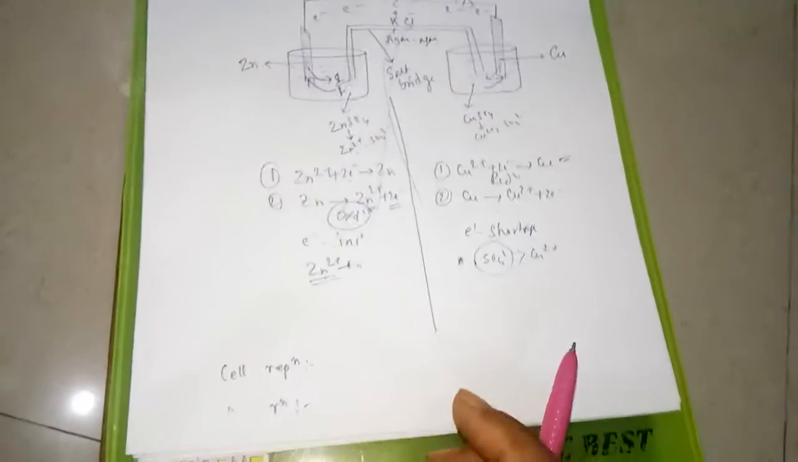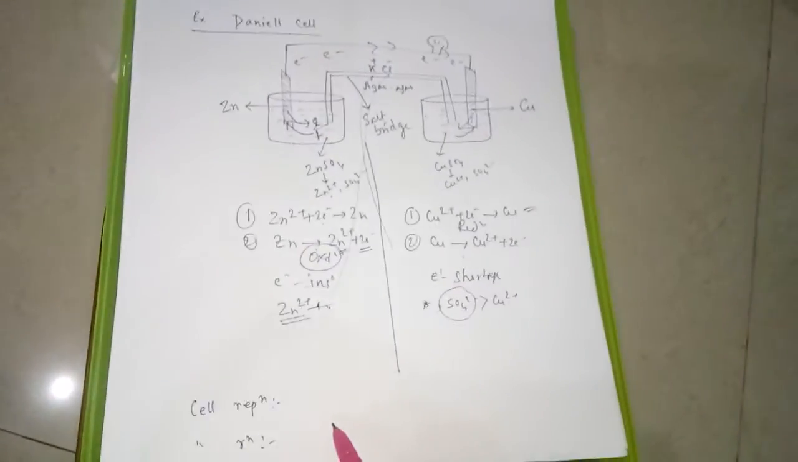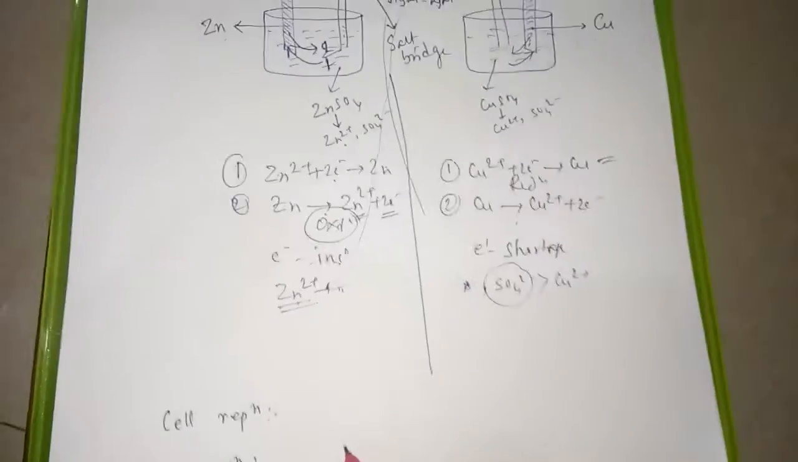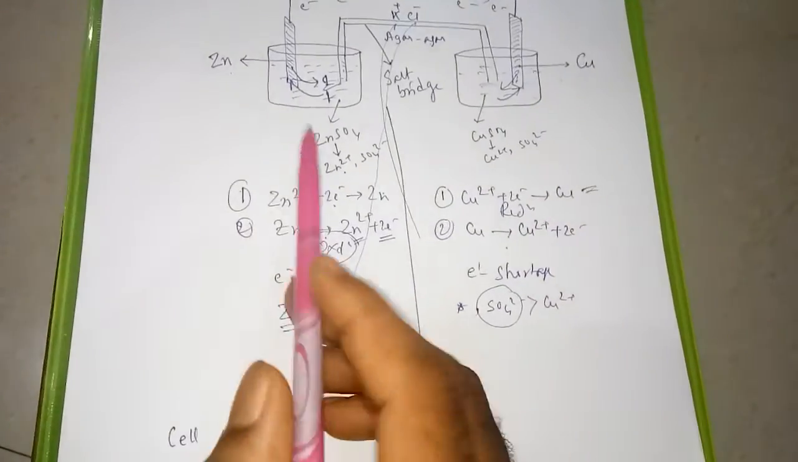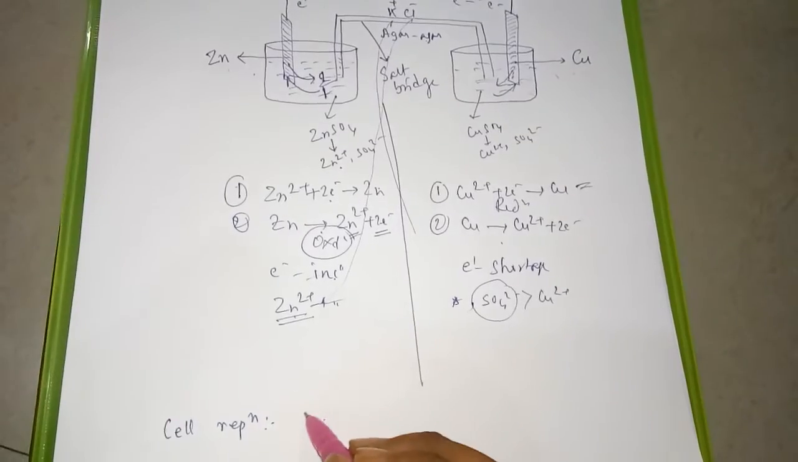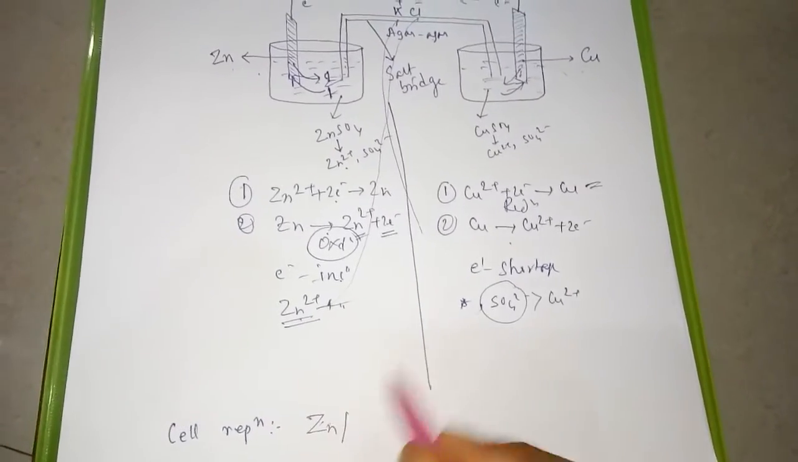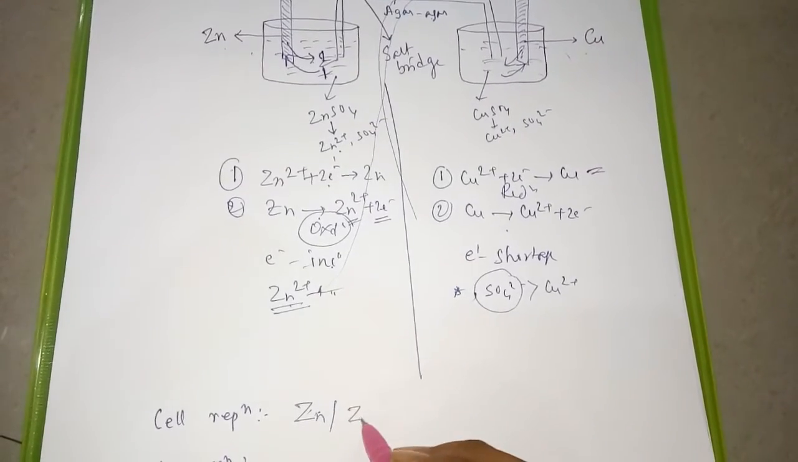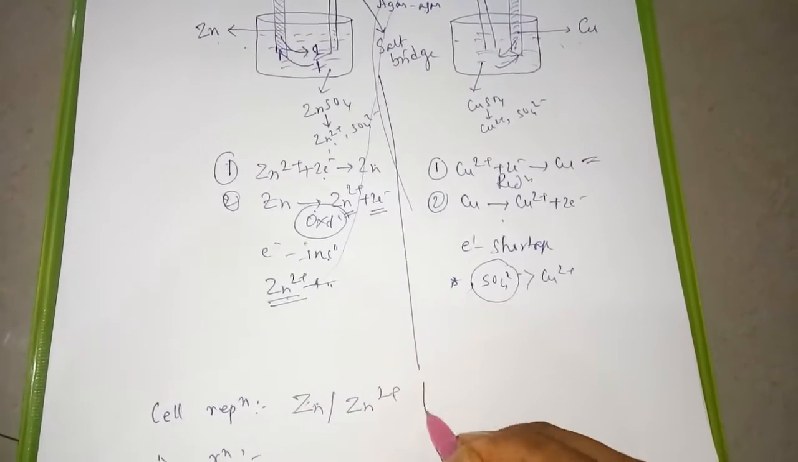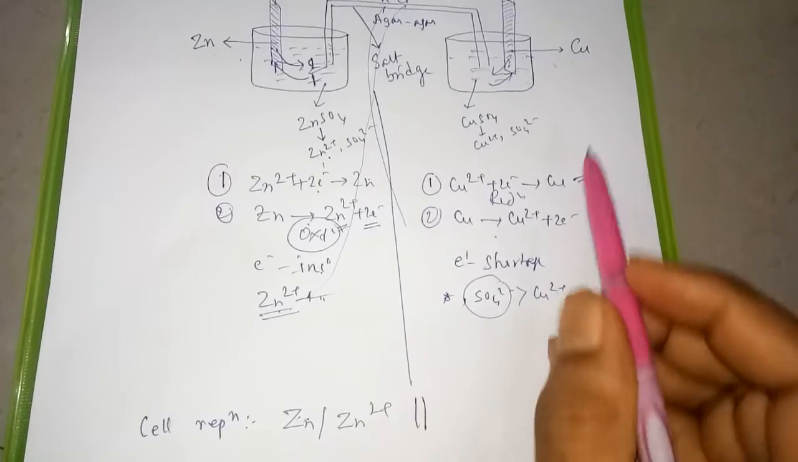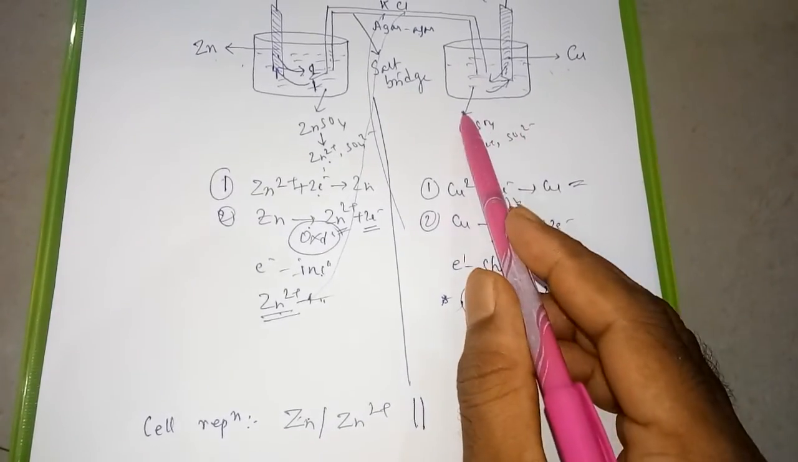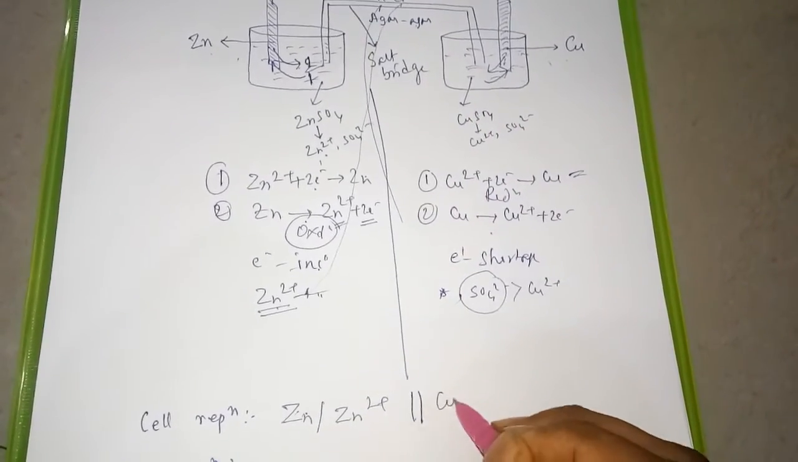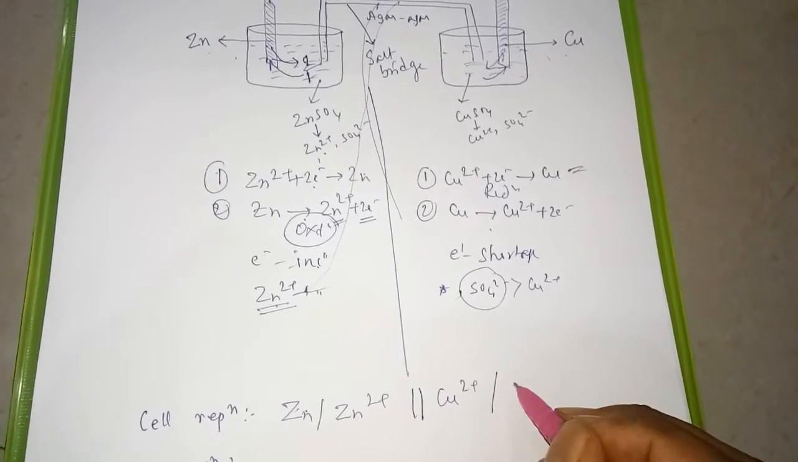Now this cell can be represented like this. First we have zinc, then we have zinc dipositive ion, then this is your salt bridge, then we have copper dipositive ion, then we have copper.